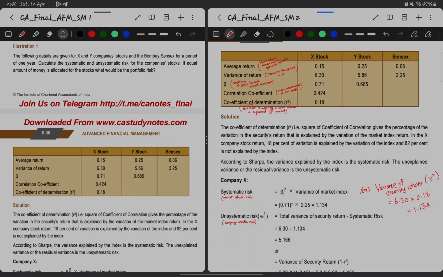ICAI students, let's revise CA Final AFM Chapter 6 Portfolio Management. Illustration 1.